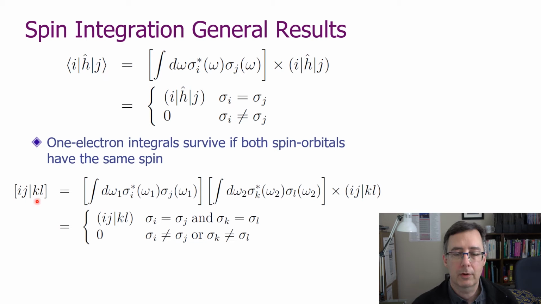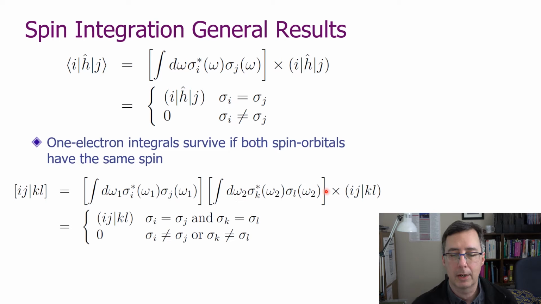What about the two-electron integrals? Well, I had these two spin factors. Electron 1 gave me sigma i star times sigma j, and electron 2 gave me sigma k star times sigma l, and then I had the spatial orbital integral. What needs to happen? Well, sigma i needs to be the same spin as sigma j, and sigma k needs to be the same spin as sigma l. Otherwise, one or the other of these factors will go to zero, and then the whole thing goes to zero because they're all multiplied by each other.